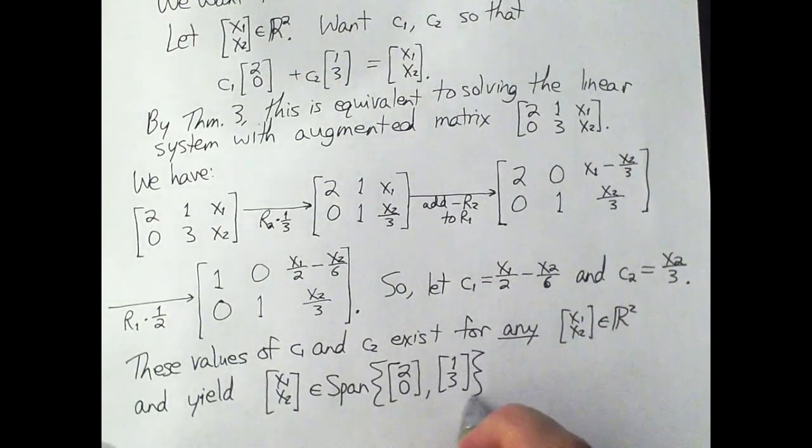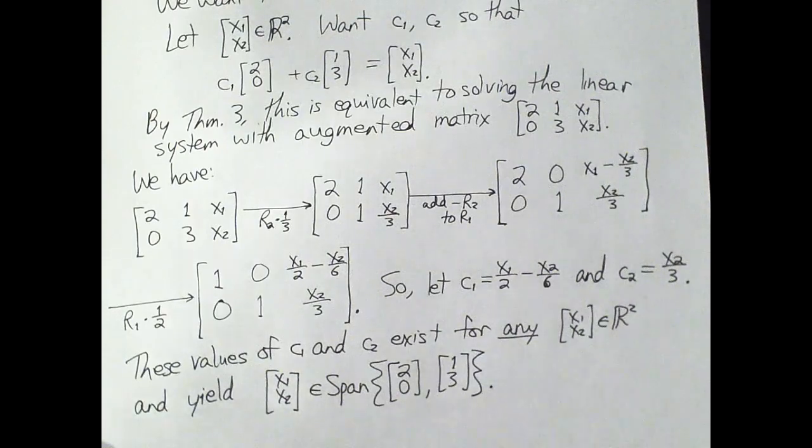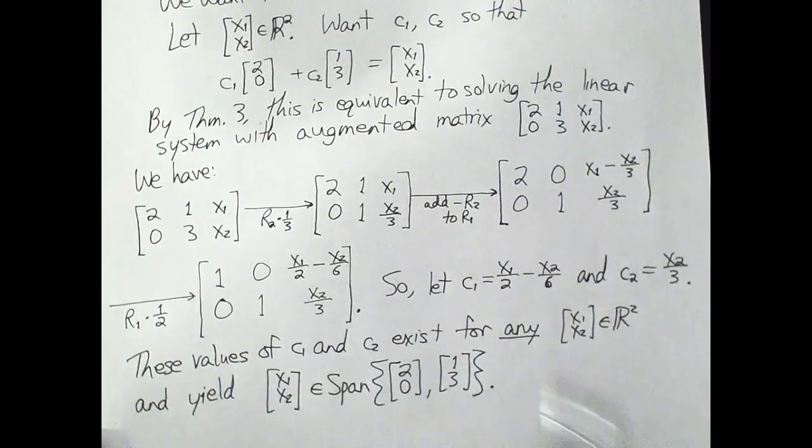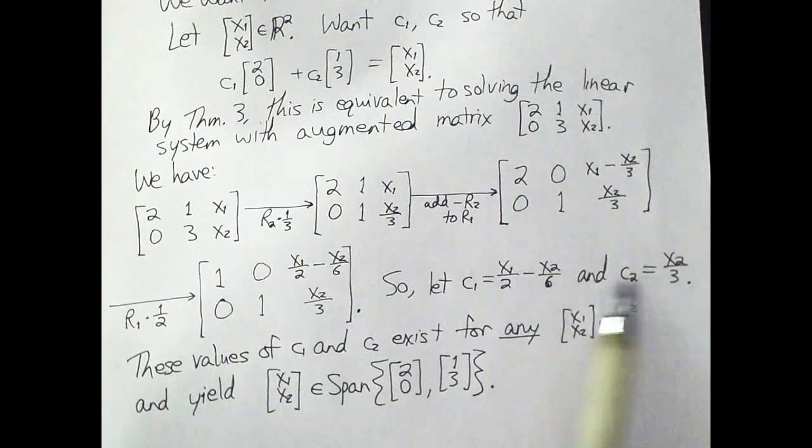We started with an arbitrary vector in R2. We showed that it is possible to write it as a linear combination. We had to find the weights, C1 and C2. We found the appropriate weights. These weights do exist for any x1 and x2. Because looking at them, no matter what x1 is, and no matter what x2 is, like pick any real number for x1, any real number for x2, these expressions always exist.